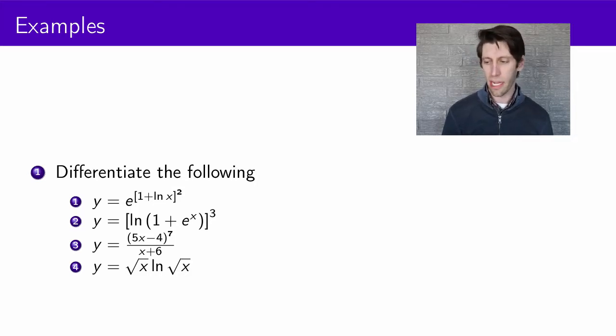In part 3, we have a rational expression here. In the numerator, we get 5x minus 4 quantity to the 7th power, all divided by x plus 6. And finally, in the fourth part, the square root of x times ln of the square root of x.